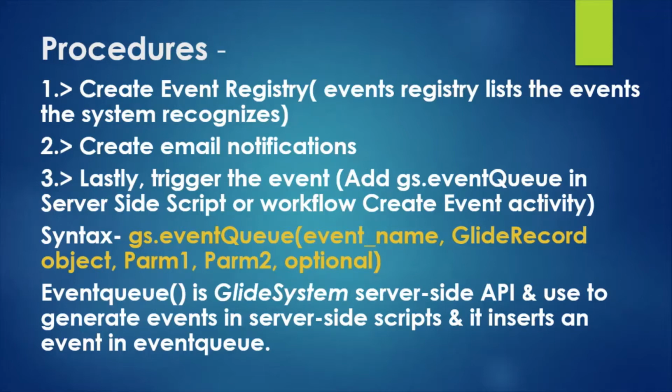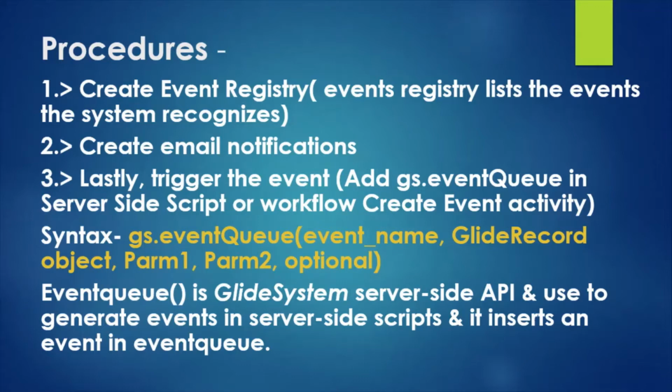So you have registered the event. Now it will not trigger automatically, you have to trigger that event. For that you have to use gs.eventQueue. By using gs.eventQueue you can trigger the notification, but you have to write this in a server side script. You can write gs.eventQueue in any server side script, like a workflow script, script include, business rule, or UI action. You can trigger an event from any kind of server side script. We also have one workflow activity, the create event activity, so you can use that workflow activity to trigger the event.